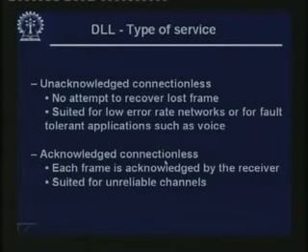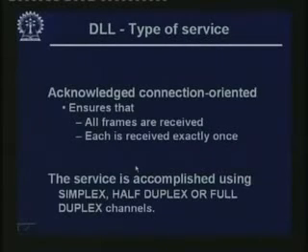Acknowledged connectionless service is another kind of service. Each frame is acknowledged by the receiver. This is suited for unreliable channels, where we require this acknowledgement for special reliability. Acknowledged connection oriented service ensures that all frames are received and each is received exactly once. These services are accomplished using, as I said, simplex, not usual, but half duplex or full duplex channels.